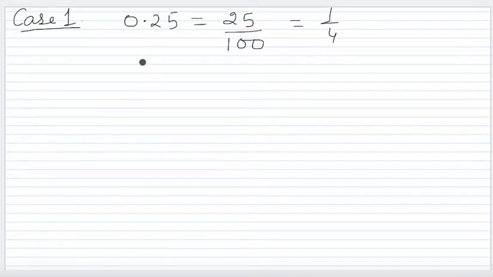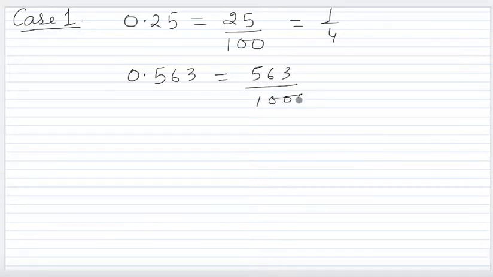Similarly, let us take another example, 0.563. How many digits are after the decimal? 3. So we will have 3 zeros in the denominator. So this is the simplest case. Now let us consider the second case.